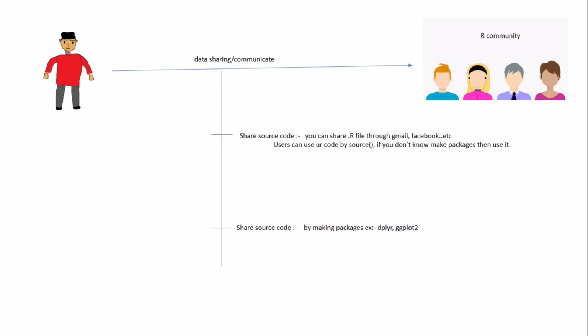By making packages, you can make your own packages and upload them to GitHub or the CRAN website, and you know how you can install the packages by writing install.packages in R. And then if you want to use these packages, you have to type the library command. This is very familiar to you, and this option I will discuss in my next video. But in this video I will discuss how you can share your code through Gmail, Facebook.